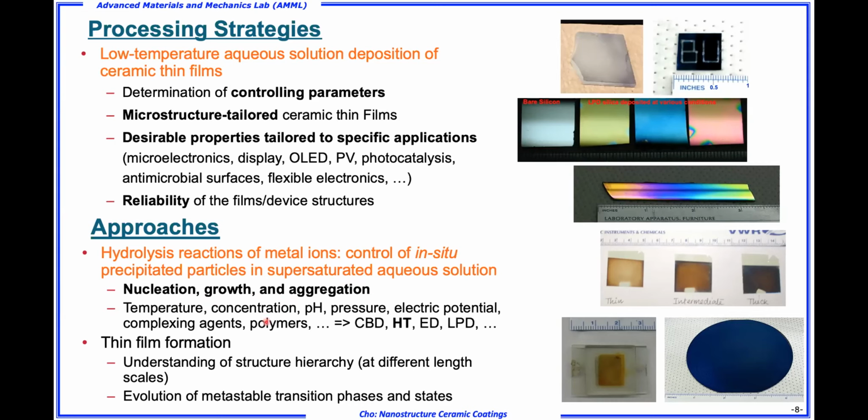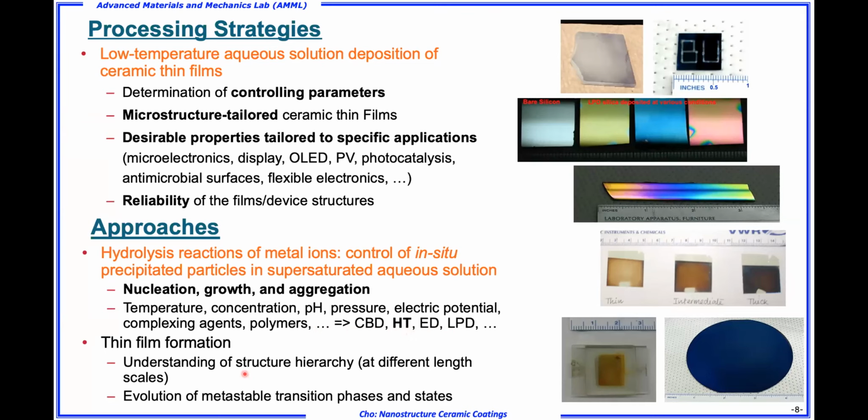There are several processing parameters we can control, including the temperature, concentration of the precursor species, pH, pressure, electrical potential, some complexing agent and some polymer. These can be added. So the processing can be chemical based deposition, hydrothermal or electrical deposition, or liquid phase deposition. But in this presentation, I'm going to mostly focus on the hydrothermal process.